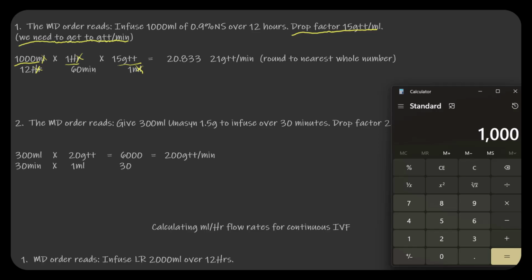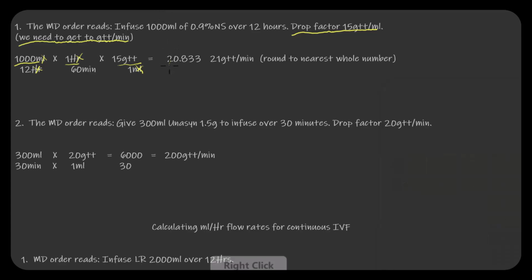Next, we will multiply across 1,000 times 15, and we'll divide that by 12, and then divide that by 60. Our answer is 20.83 repeating. We'll round to the nearest whole number, which is 21 drops per minute.